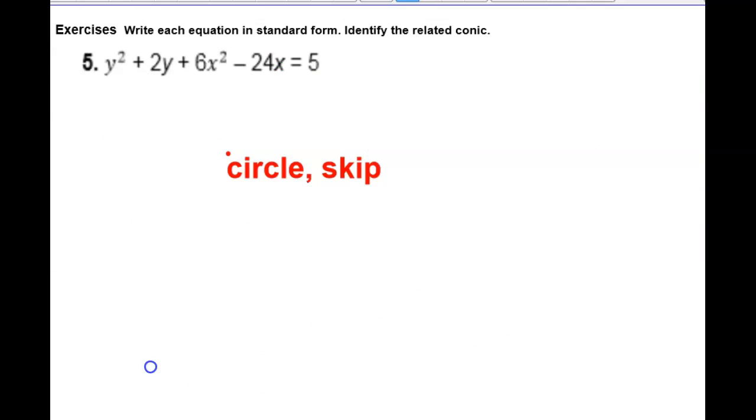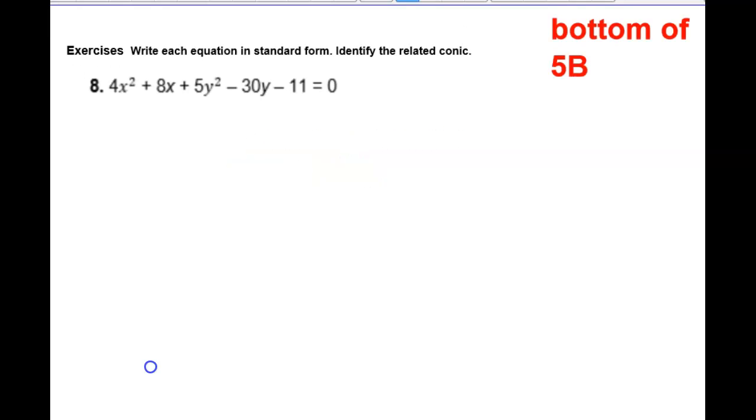Okay, ready to try this? The only one we're going to do on 5B is number 8. The first two are circles. Number 7 is a parabola, and we're not doing parabolas yet, so I want you definitely to skip 7. We're going to do number 8. What can we take out? Oh, are these in order already? Nice. What can we take out of the x's?